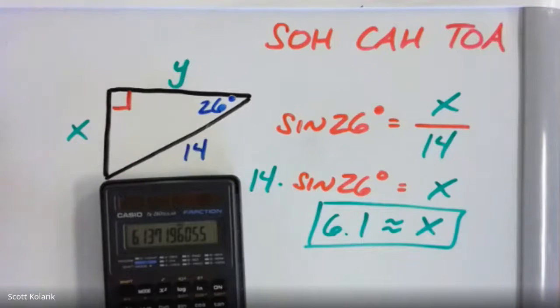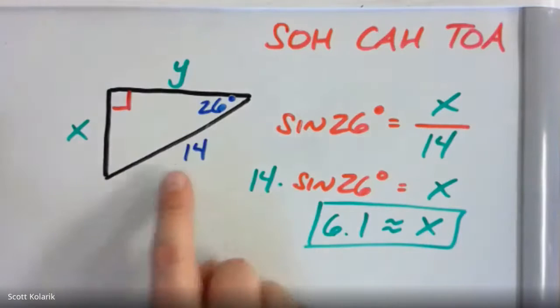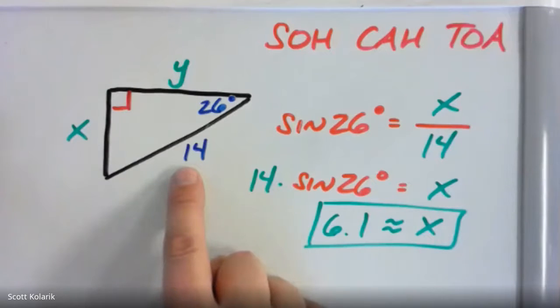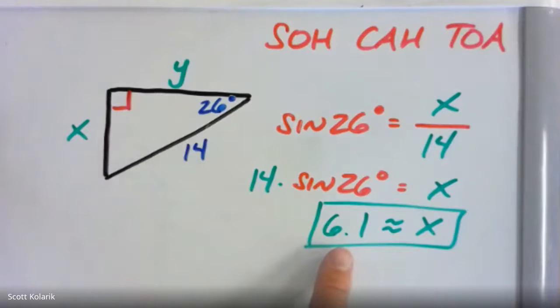Great. All right, quick sanity check. As I said at the beginning of the problem, the hypotenuse should be the longest side. Fundamentally, this number should be bigger than this number. It is. Okay, we're good so far.